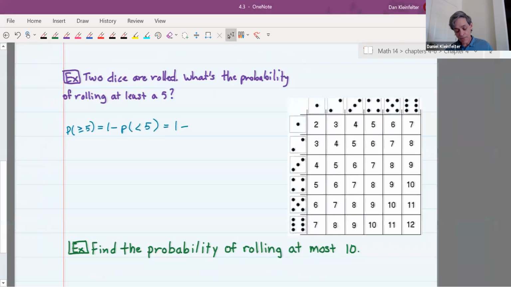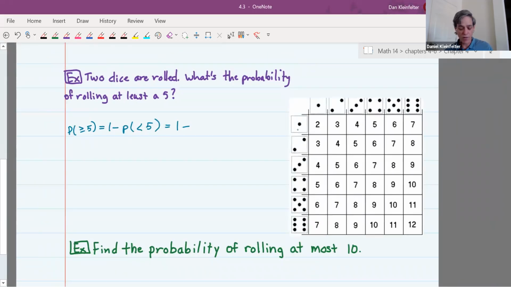I've got a table here off to the right showing the different possibilities, ranging from rolling double ones, which totals 2, of course, up to double sixes, which totals 12. It wouldn't be too hard to figure this out directly, given that we have the table here, but it's much easier to use the indirect approach.